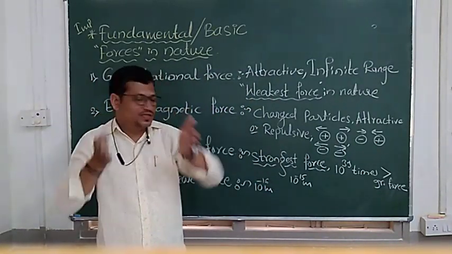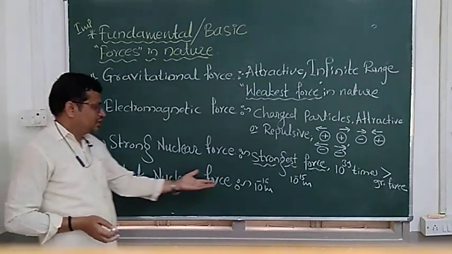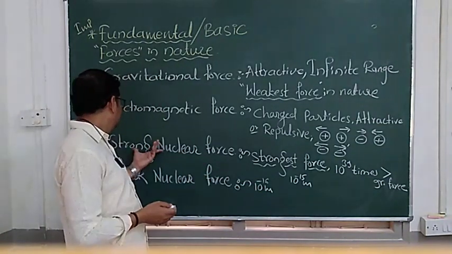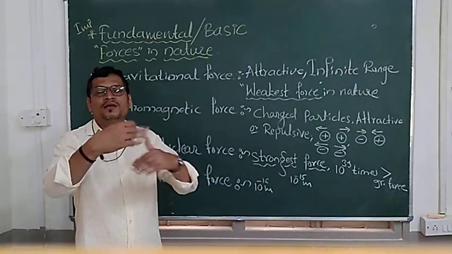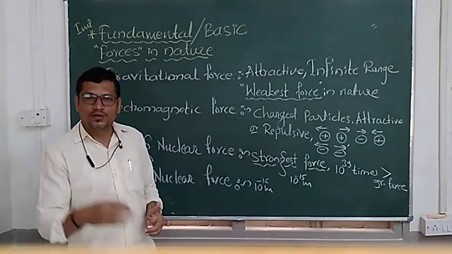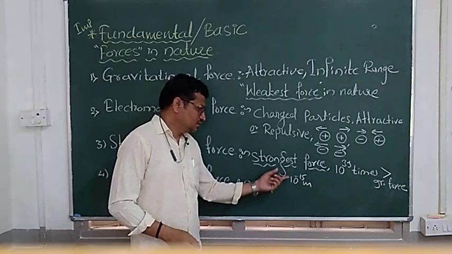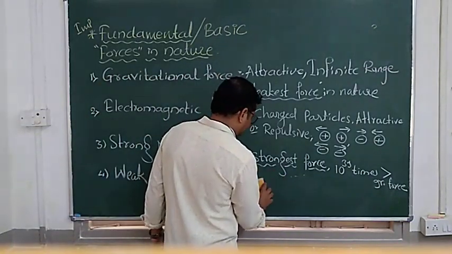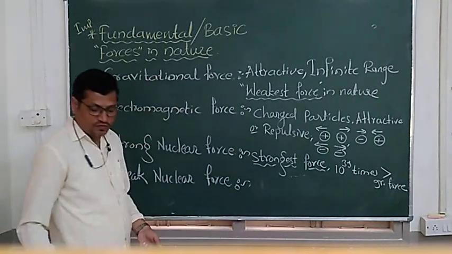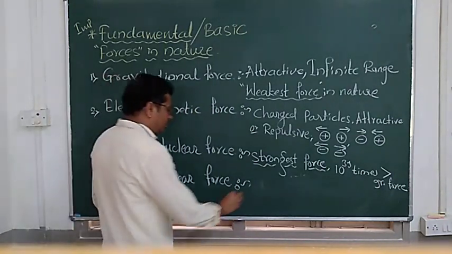The range of this weak nuclear force is 10 raised to minus 16 meter, and the strong nuclear force is approximately 10 raised to minus 15 meter. You can confirm this with your books. It may change, so don't go by numbers. Weak nuclear force occurs in the beta decay process.